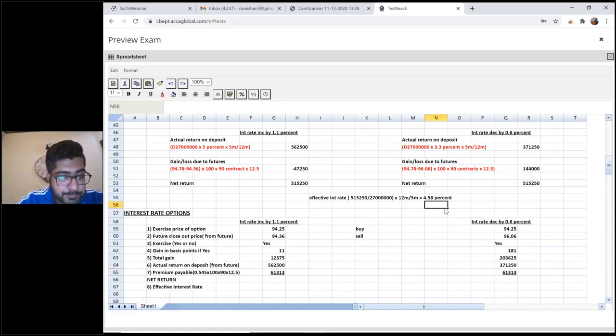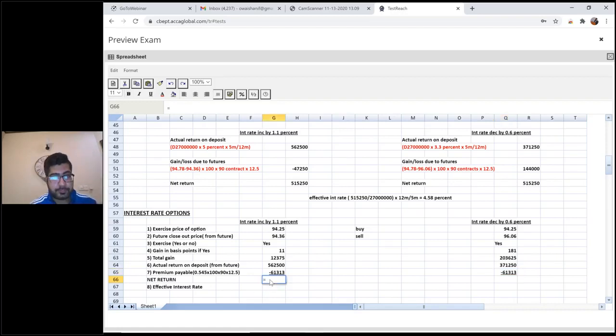Now one last question. Will premium be added or deducted? You have actual return on deposit in step 6, and over that you have gain. Gain increases return, so you need to add gain. But premium has to be paid. Premium payable will reduce return, therefore minus. Gain will increase return, therefore I'm adding gain. But premium payable will reduce return, therefore I'm deducting.